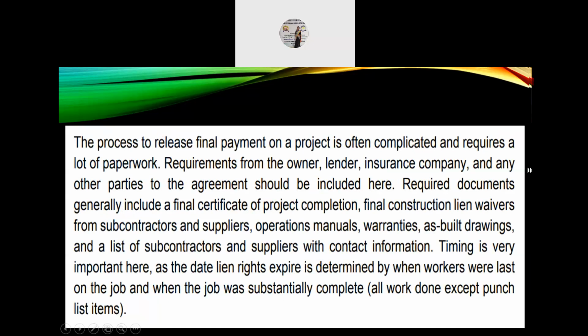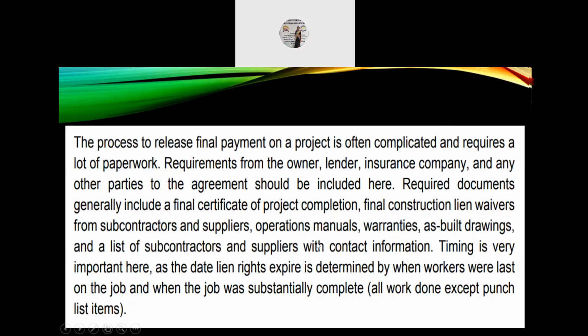The process to release the final payment on a project is often complicated and requires a lot of paperwork. So requirements from the owner, lender, insurance company, and any other parties to the agreement should be included here. So required documents generally include a final certificate of project completion, final construction lien waivers from subcontractors and suppliers, operation manuals, warranties, as-built drawings, and a list of subcontractors and suppliers with contact information.